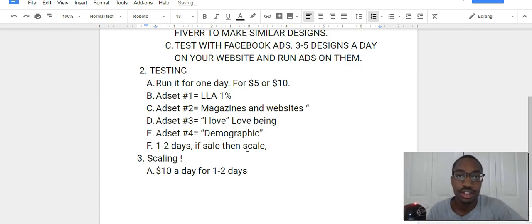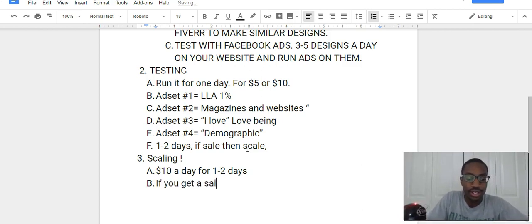Now, if you get a sale during this time, then you would duplicate the ad set. If not, cut the ad and try a different ad set, and if you tried different ad sets before, it's probably the product, and the product is not good anymore. So if you get a sale, duplicate.